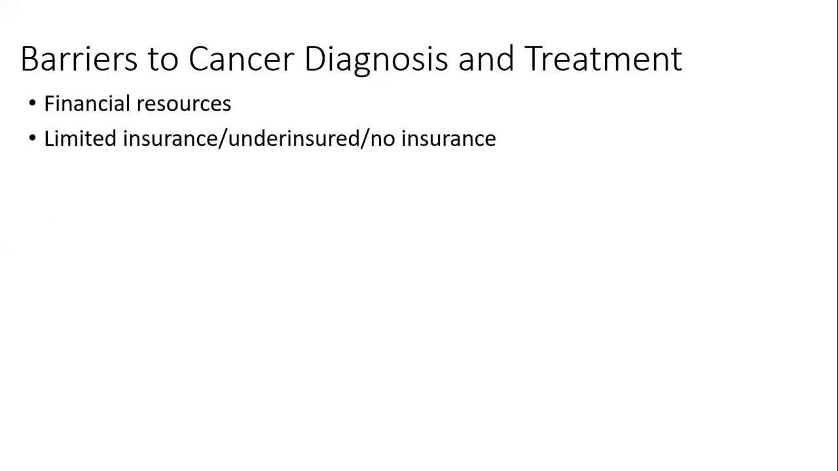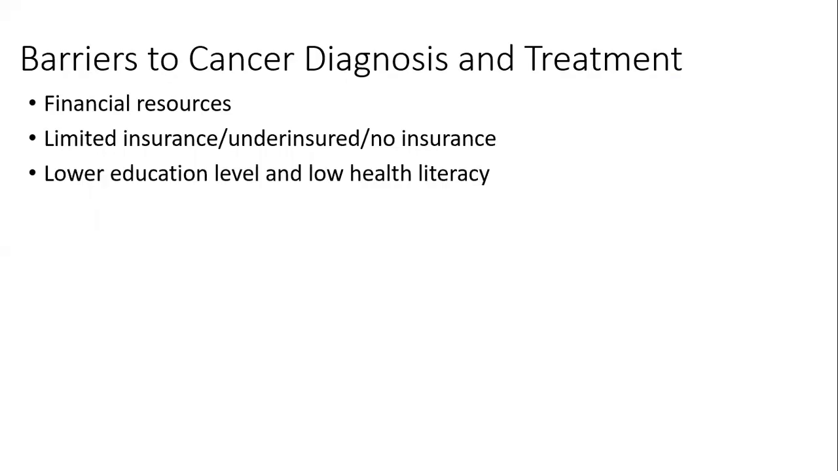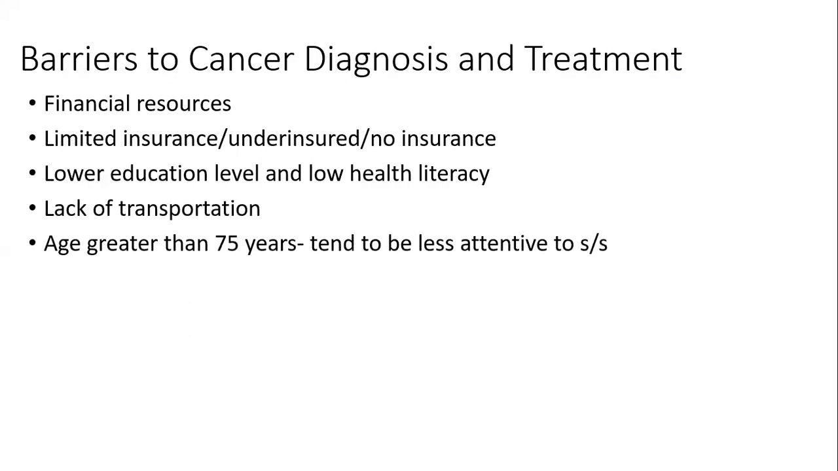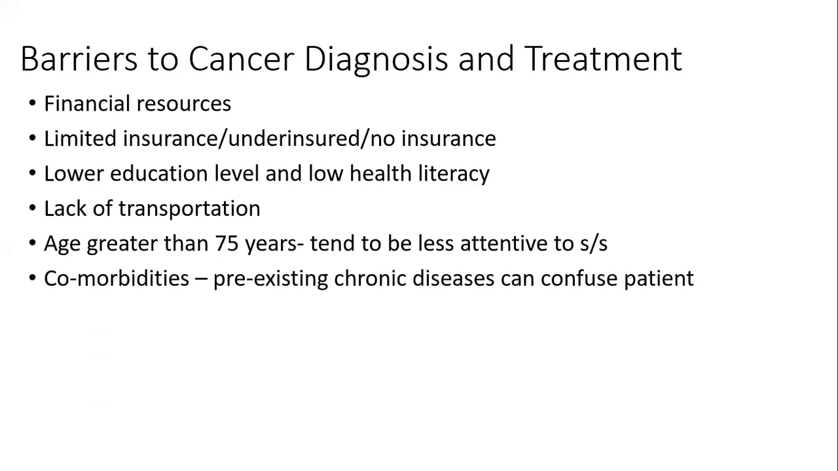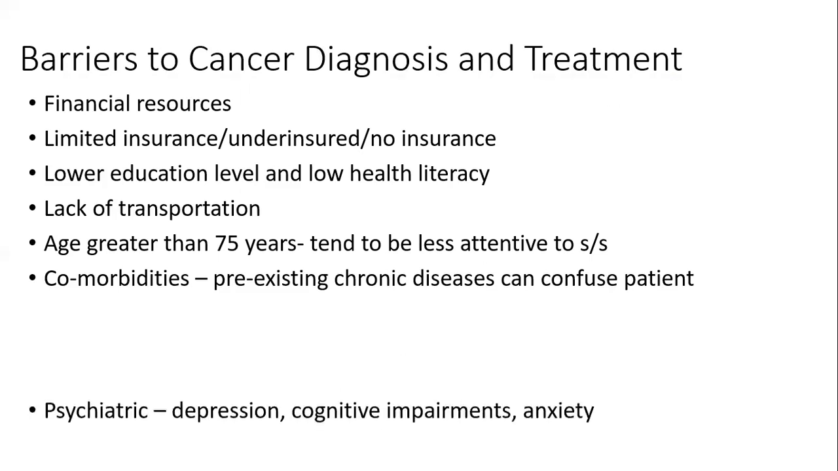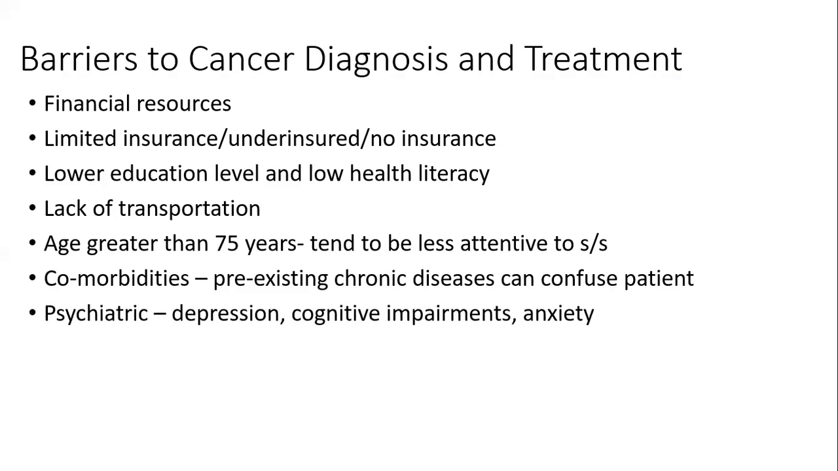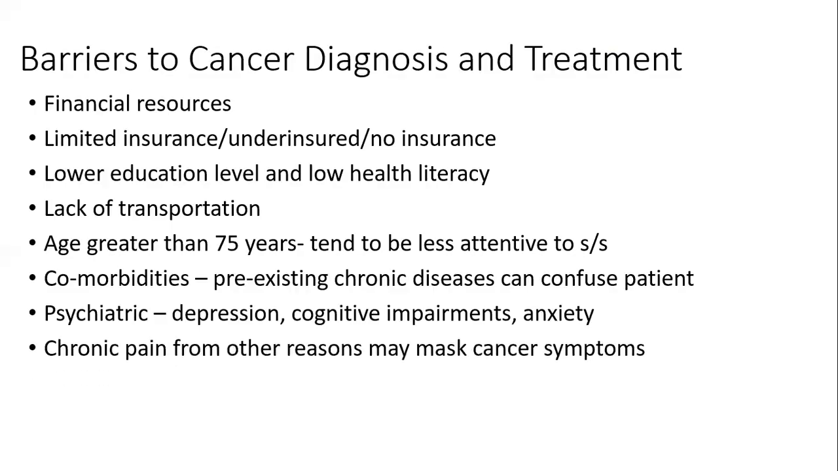Barriers to cancer diagnosis and treatment: financial resources, limited insurance or being uninsured, low education level or health literacy, and lack of transportation. Age greater than 75 tends to mean less attentiveness to signs and symptoms. Also comorbidities, any psych issues, depression or cognitive impairment, chronic pain, or impaired mobility are some things you want to look at.